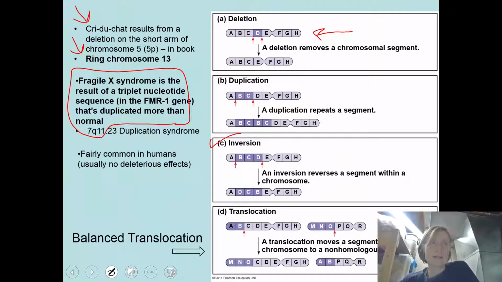Sometimes it affects fertility, because a chromosome that has an inversion might have trouble going through meiosis, and that might lead to gametes that have unusual chromosome numbers.